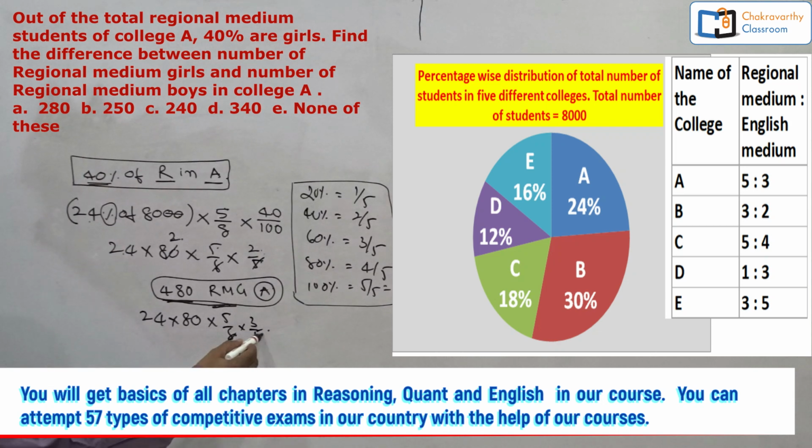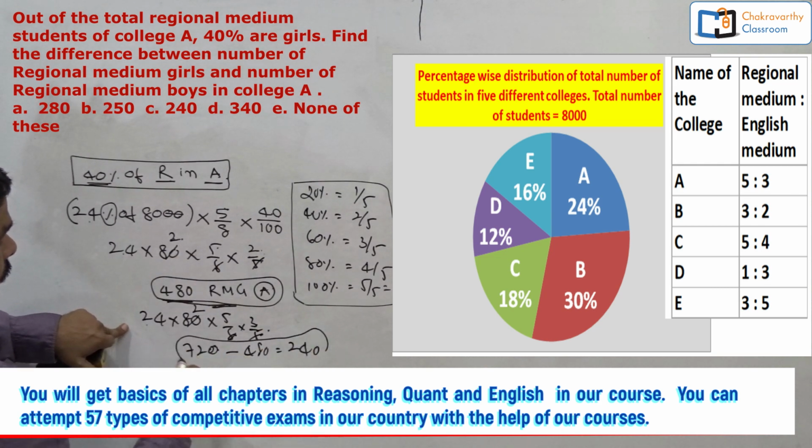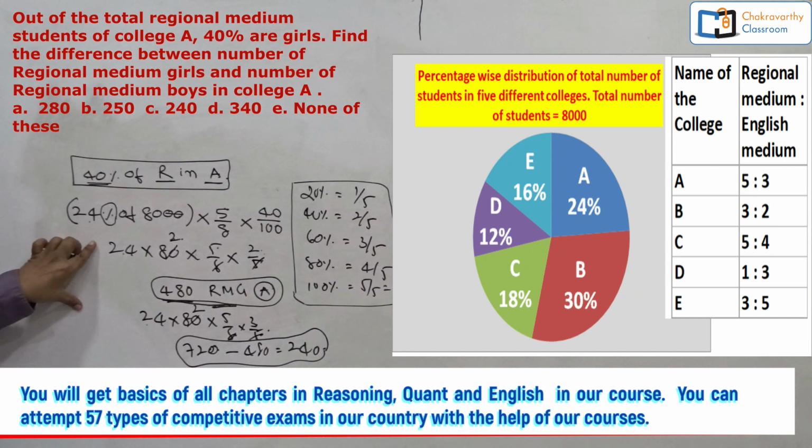Same way, just go for this one, 8 5s are 40, this is 2 here. Alright, so this is 24 into 3, that is 72, into 10, that is 720. Now my answer is 720 minus 480, that is 240. This is the conventional way. Hope you must have got this one, students, right?